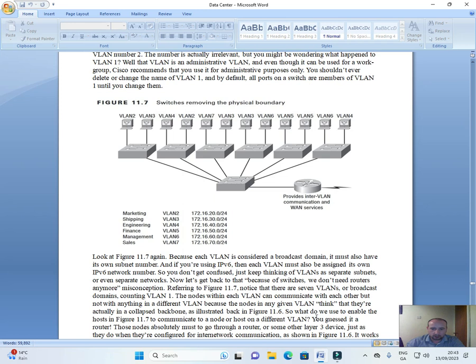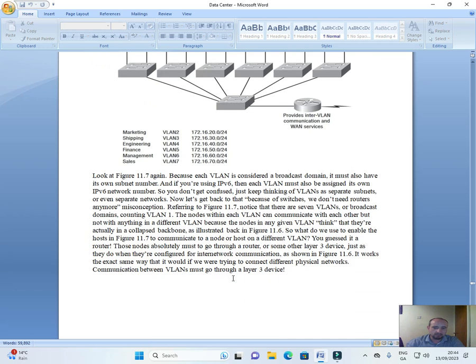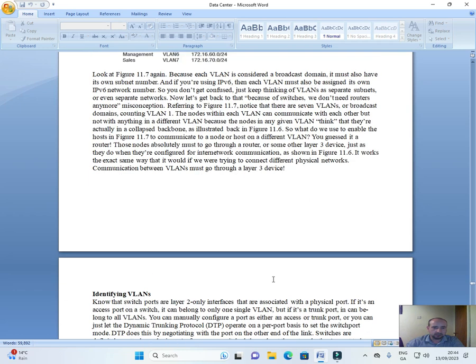So what do we use to enable the host in Figure 11.7 to communicate to a node or host on a different VLAN? You guessed it, a router. Those nodes absolutely must go through a router or some other layer 3 device, just as they do when they're configured for inter-network communication, as shown in Figure 11.6. It works the exact same way it would if we were trying to connect different physical networks. Communication between VLANs must go through a layer 3 device.